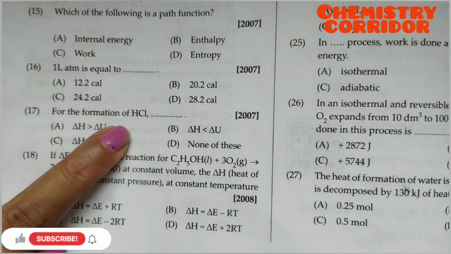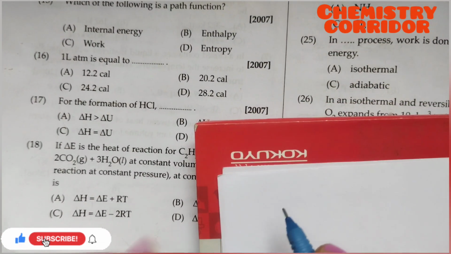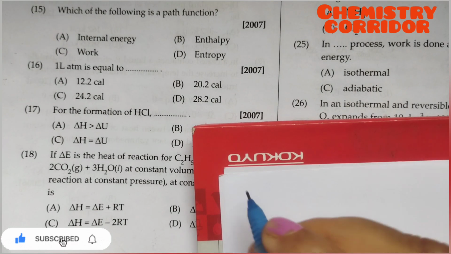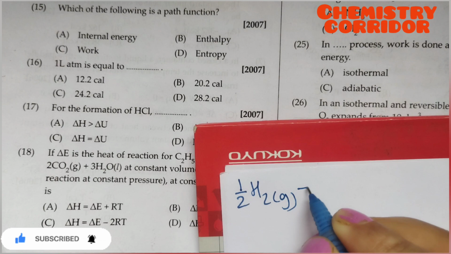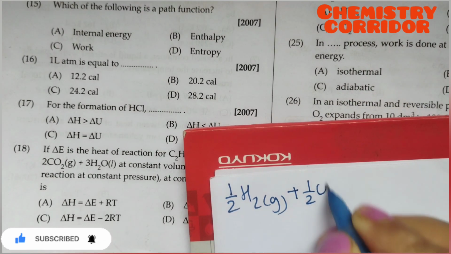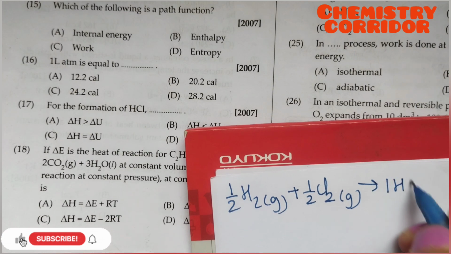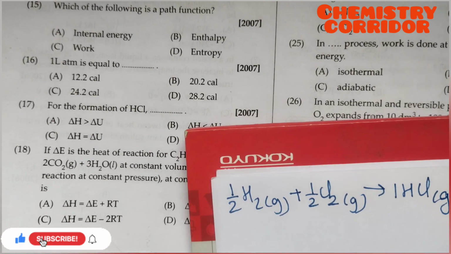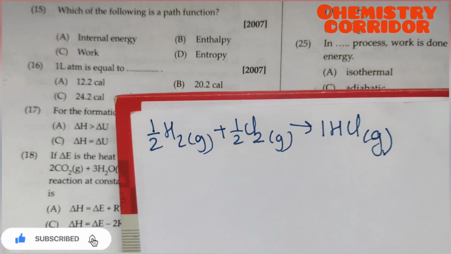For the formation of HCl, let's write the reaction. You have to write the equation for 1 mole, so it will be half H2. You have to write the physical states also, students, because you have to calculate the number of moles. So the reaction is: half H2 plus half Cl2 giving 1 mole of HCl.